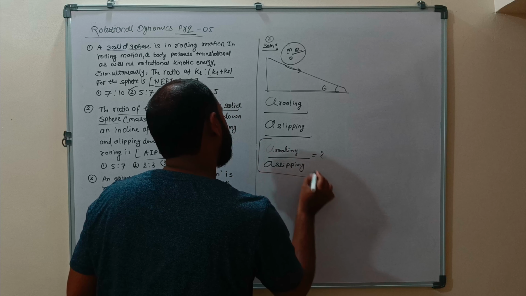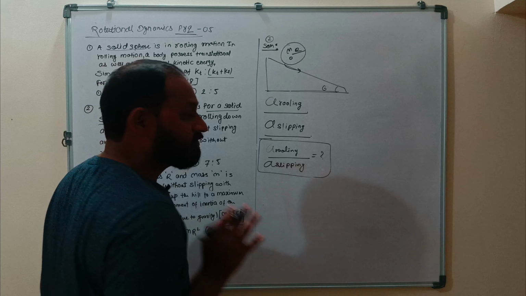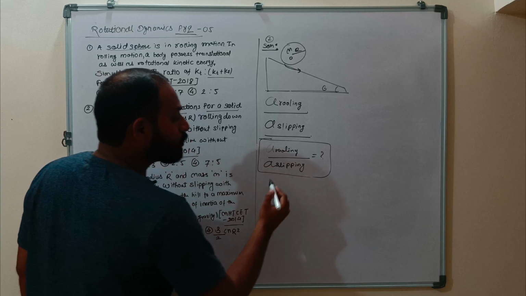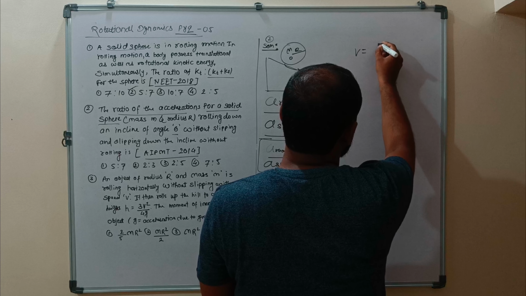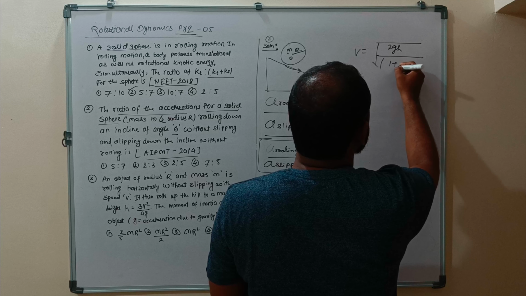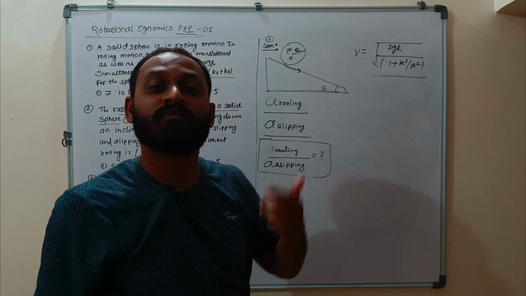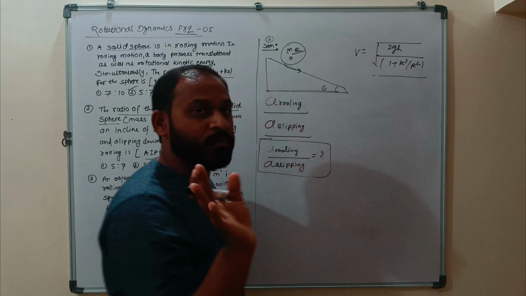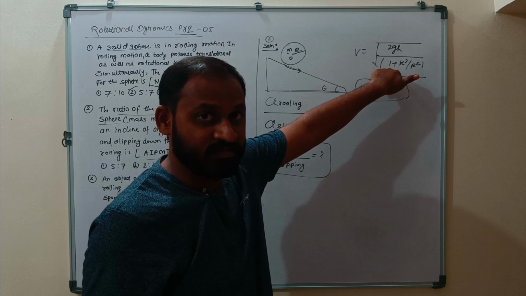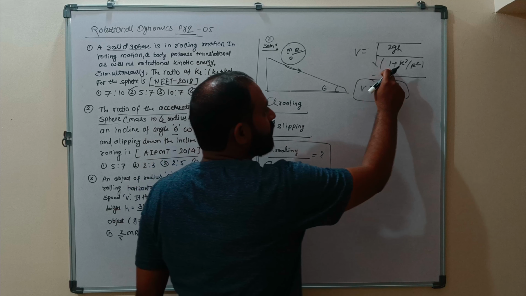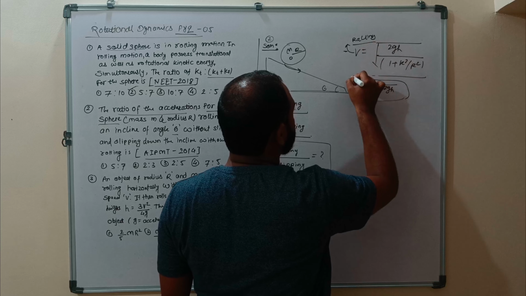First of all, we have to identify from the given data what they are asking, and we have identified that they are asking for the ratio of the rolling acceleration to the sliding acceleration. Now in this case you should know the formula for velocity and acceleration. This is the formula for velocity: v equals square root of 2gh upon 1 plus k square by r square, and this factor 1 plus k square by r square is due to the rolling motion of that object. If there is no rolling motion, then the formula becomes v equals square root of 2gh. This velocity formula is for rolling, and this one is for when the body is sliding.